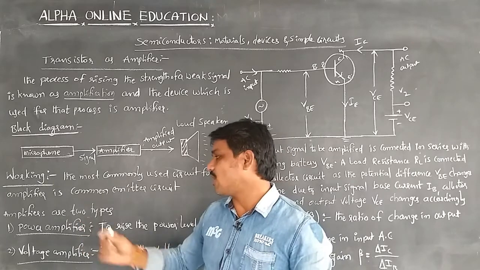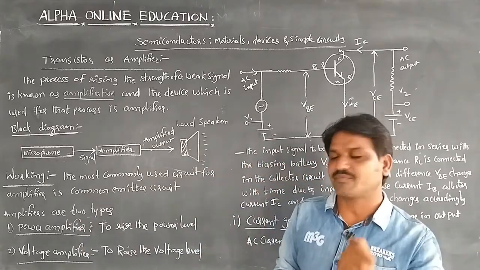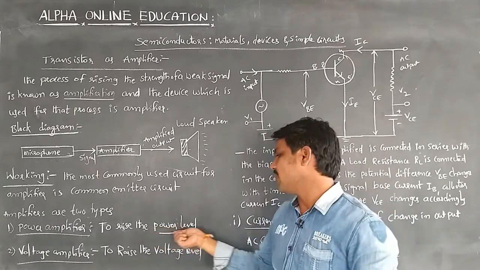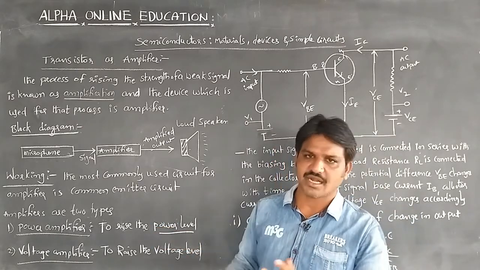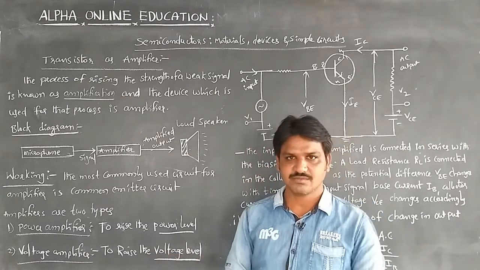What is a power amplifier? A power amplifier increases the strength of the power, meaning it raises the power level, while a voltage amplifier raises the voltage level.